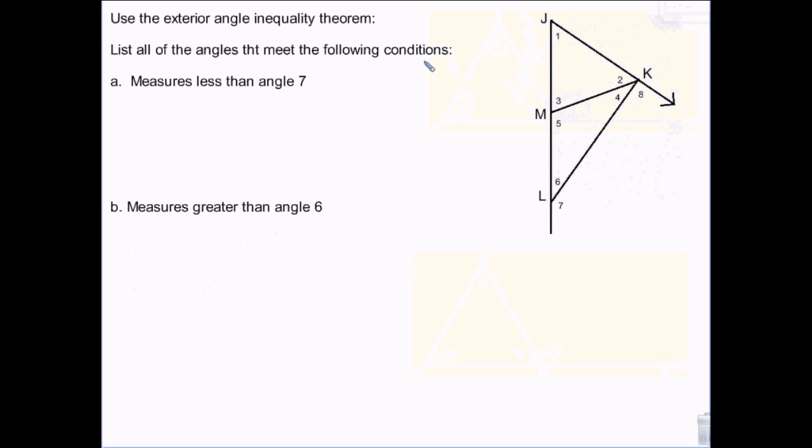So here's how we use it. We're going to list all of the angles that meet the following conditions. We want angles less than angle 7. Well, here's angle 7. Angle 7 is an exterior angle to two triangles. Angle 7 is exterior to this smaller triangle, and angle 7 is exterior to this large triangle. You guys see that?